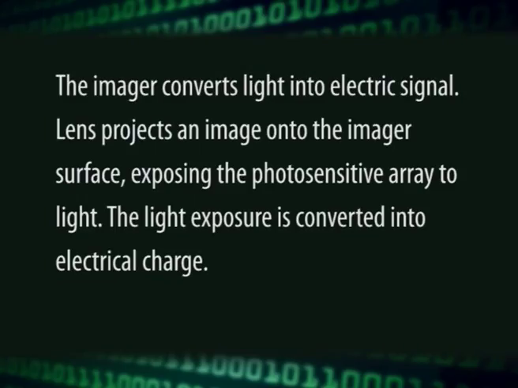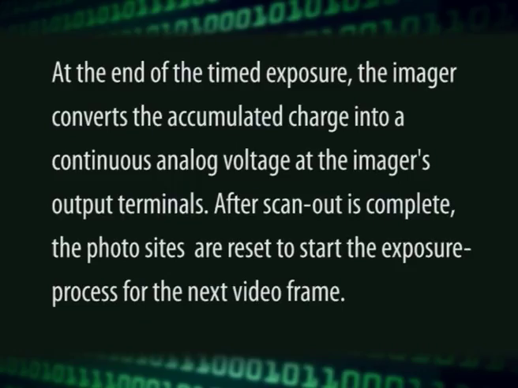The next component of the video camera is the imager. As explained earlier, the imager converts the light into an electrical signal. The lens projects an image onto the imager surface, exposing the photosensitive array to light. The light exposure is converted into electrical charge. At the end of the timed exposure, the imager converts the accumulated charge into a continuous analog voltage at the imager's output terminals. After scan out is complete, the photosites are reset to start the exposure process for the next video frame. The third component is the recorder.